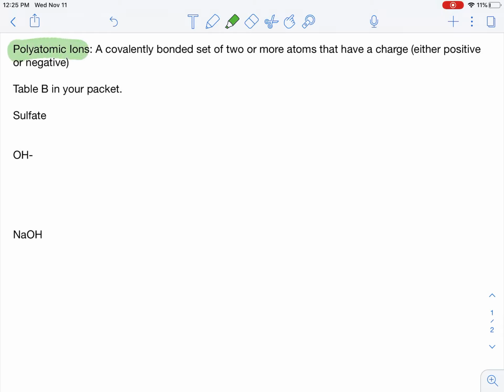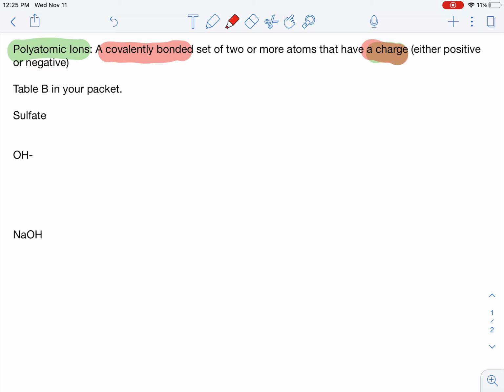All right, you crazy kids, here's your lecture on polyatomic ions. By definition, a polyatomic ion is a covalently bonded set of two or more atoms that have a charge. So we have two things going on here. We have covalent, which means you're sharing electron pairs, but you also have charge, which means it's either going to be a cation or an anion.